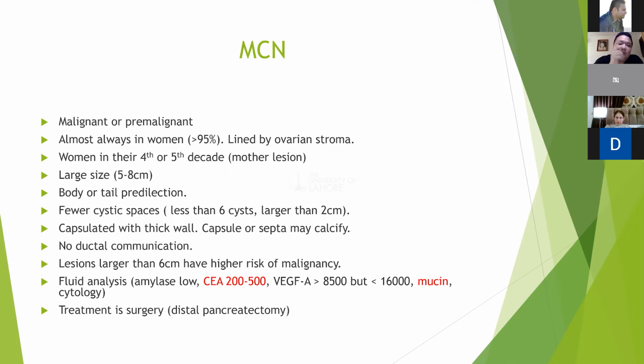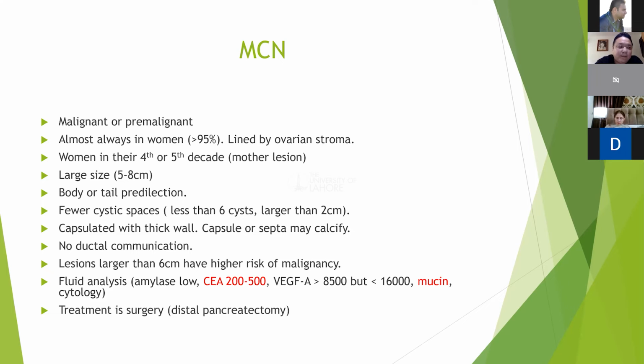Now we will talk about mucinous cystic neoplasm. It should be regarded as malignant or pre-malignant. At time of presentation, it's usually large and occurs in the body or tail segment. Almost all occur in women, typically in the 40s and 50s age group. Mother lesion. It is encapsulated. It is non-invasive until it turns malignant. It displaces the pancreatic duct, but will not invade it or invade adjacent structures unless it becomes frankly malignant.